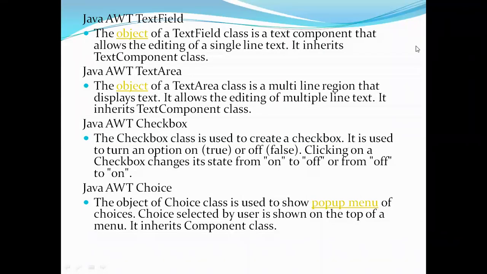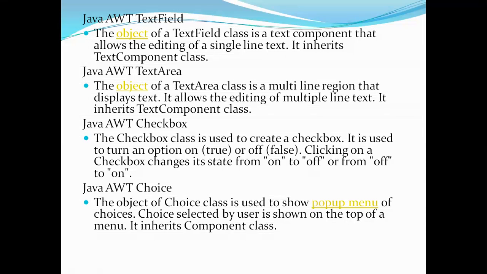Hello everybody. Today I'm going to continue the AWT, Abstract Window Toolkit. Now I'm going to explain about the Choice class. What is a Choice class? Choice is a predefined class used to create a drop-down menu, and it can be used for single selection only. That is, only one option can be selected among multiple options.